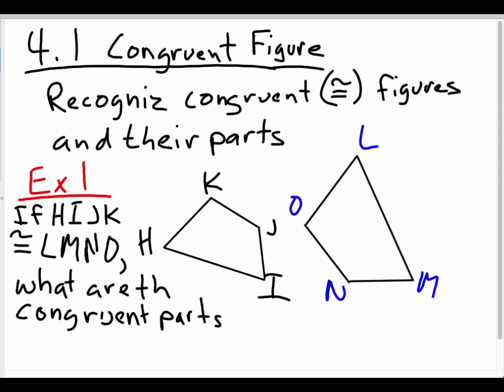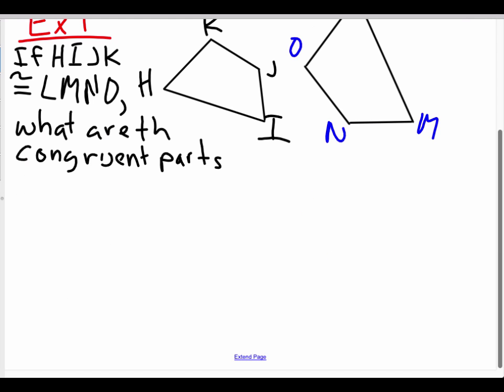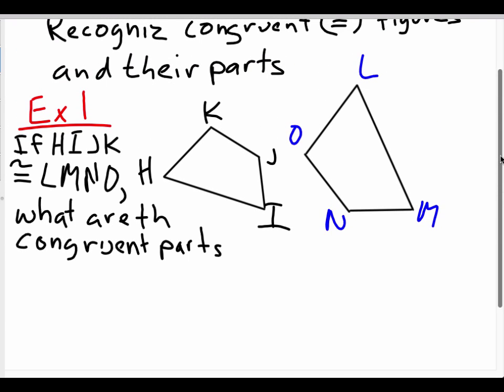And so, in other words, I've got all these images here. I've got angles and I've got line segments, and they want to know what matches up with what. So, let's start with the sides. So I'm going to pick a side. Let's do HI. So the line segment HI is congruent to what? Line segment LM.